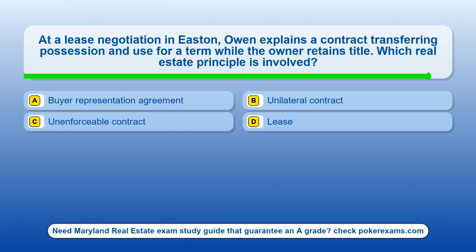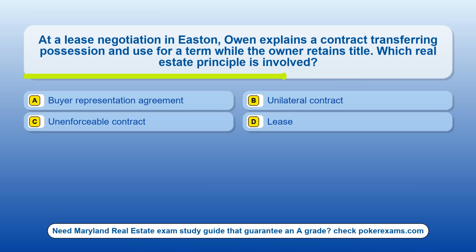Question 5. At a lease negotiation in Easton, Owen explains a contract transferring possession and use for a term while the owner retains title. Which real estate principle is involved? Option A, buyer representation agreement. Option B, unilateral contract. Option C, unenforceable contract. Option D, lease.